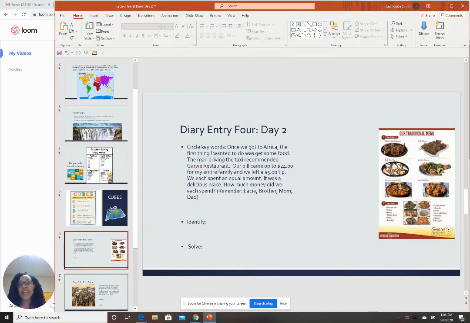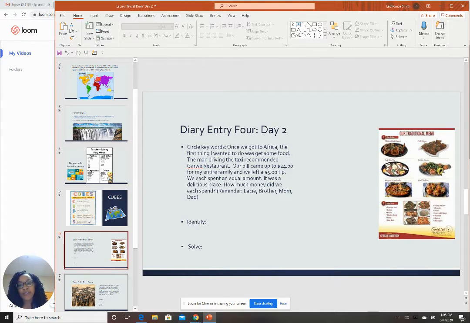Okay, so diary entry 4, day 2. I'm going to read the story problem, and I want you to be thinking to yourself, what are the keywords? What numbers are important? And what is the question asking me, okay?